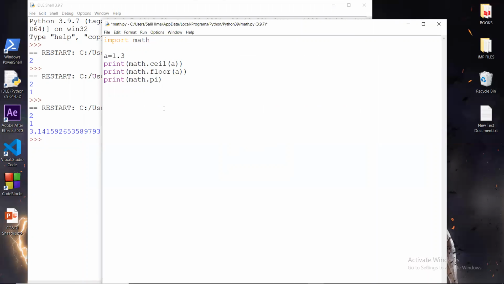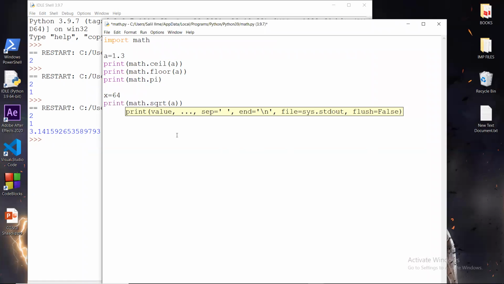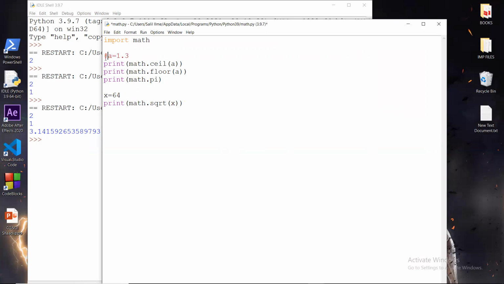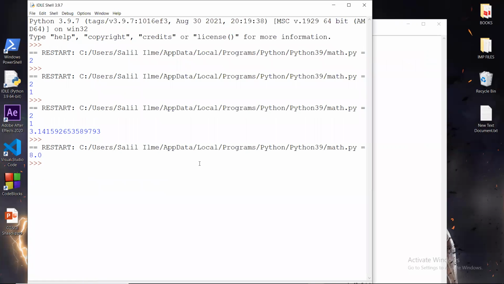Now, we can also find out the square root of any number. So, for example, if I have x as the number 64, I can print math.sqrt, which is short for square root, of x. I'll comment these first. Yes, the answer should be 8. So we have 8 here.